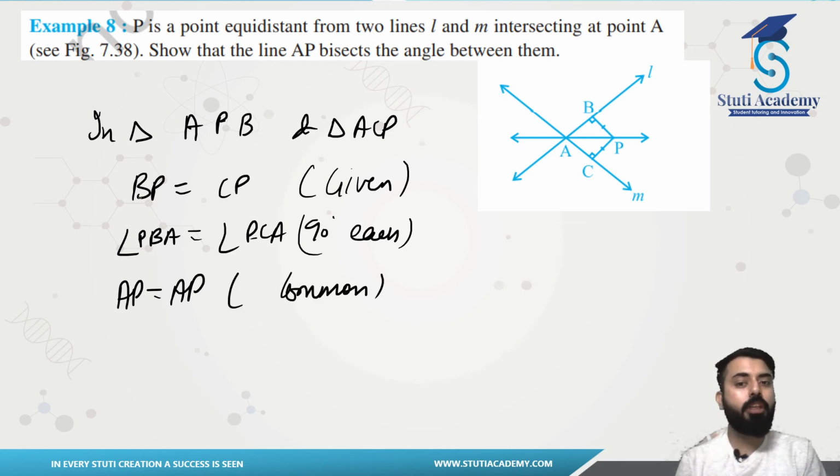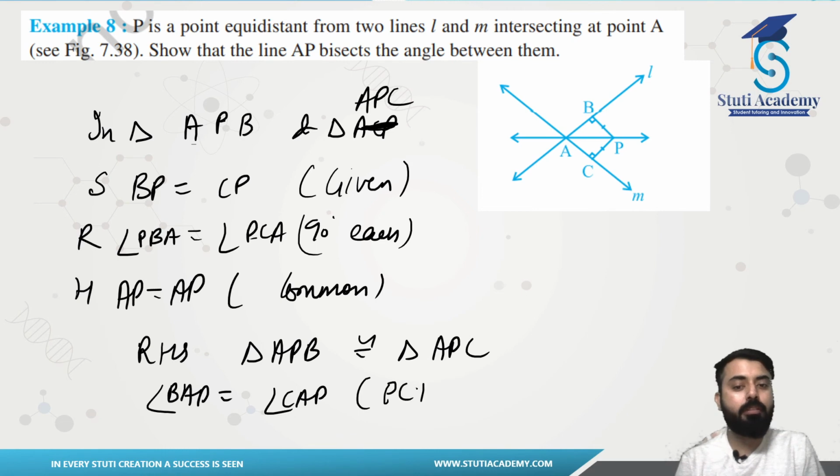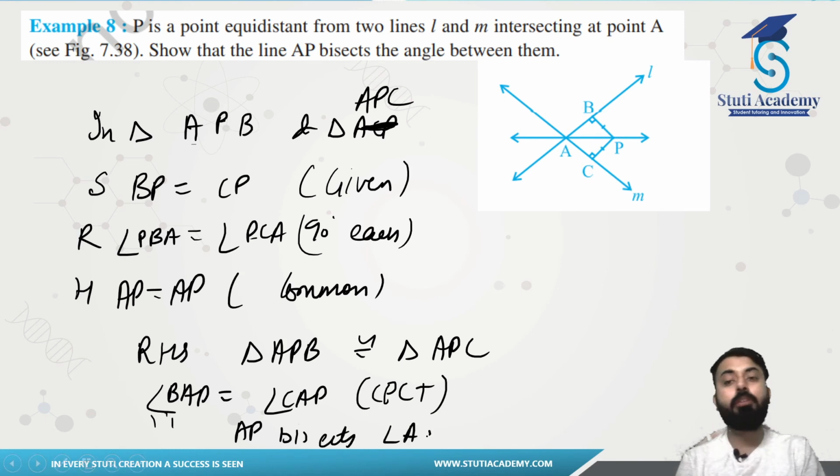Right? So you guys see, actually we have to name them accordingly. APB, this should be APC, right? So you guys see right angle, hypotenuse, side. So using RHS, triangle APB is congruent to triangle APC, and you can easily say now angle BAP equals angle CAP, CPCT, and therefore AP bisects the angle. So I hope you guys understand this and you don't have any doubt in this.